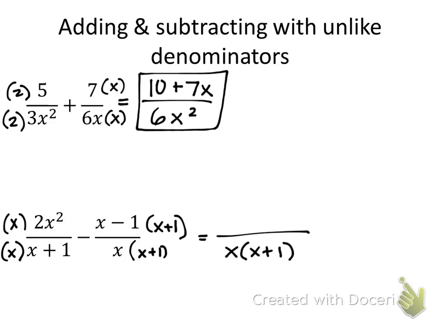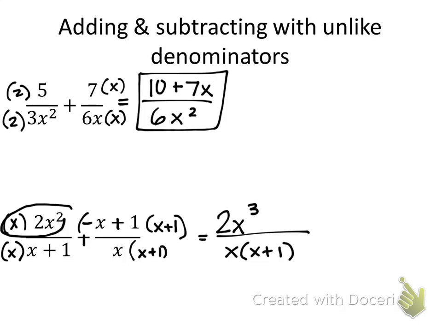I don't need to distribute. I don't need to multiply it out. I can leave it just like it is. What type of a problem do I have? Subtraction. So what do I need to do to the numerator on this side? Change the sign, so I make this a negative x and a positive 1, and it becomes an addition problem. So let's start multiplying our numerators. What's x times 2x squared? Cubed. Very good.